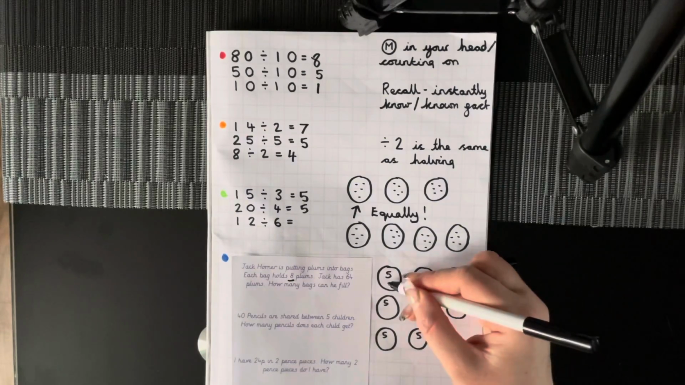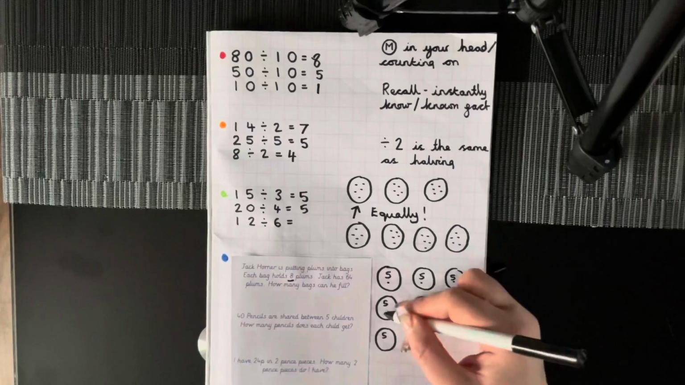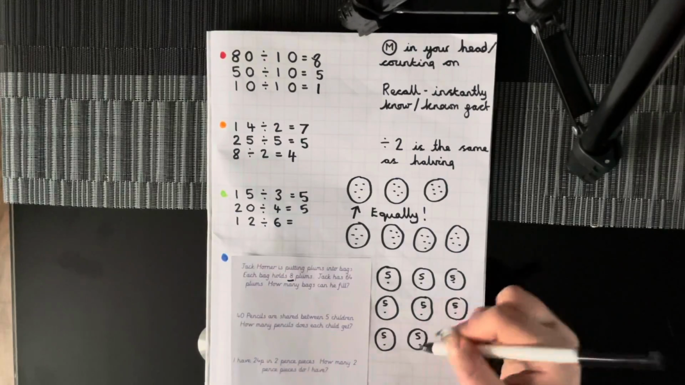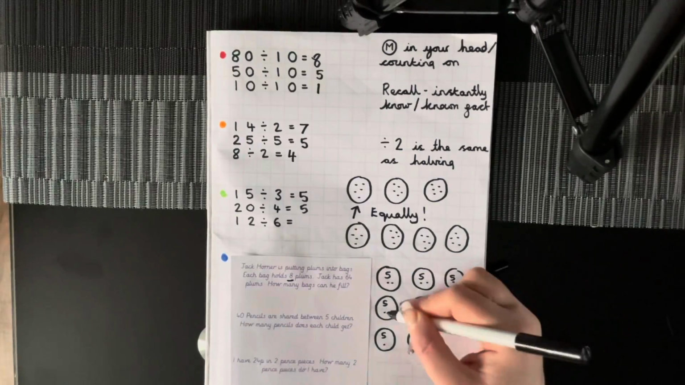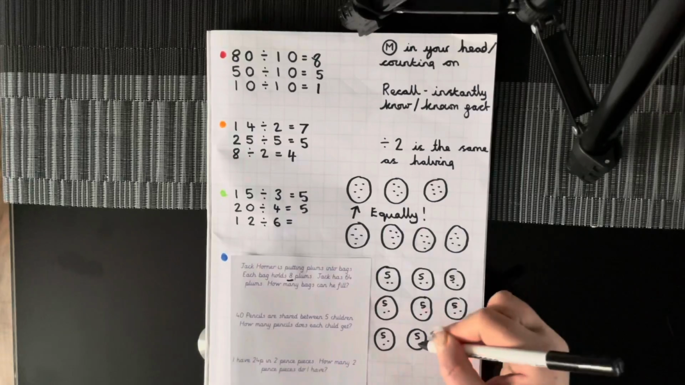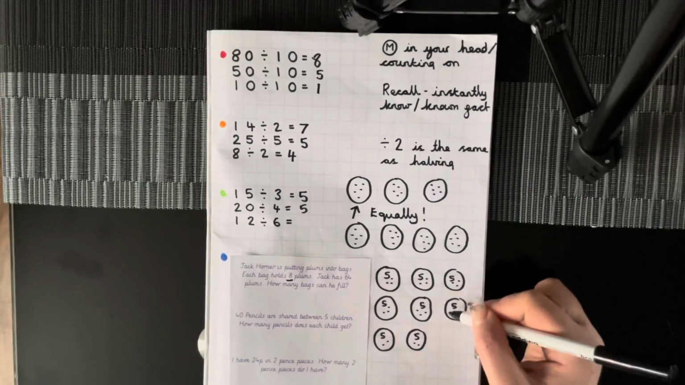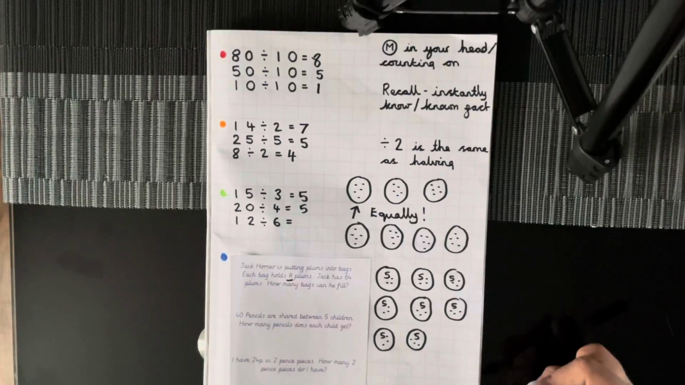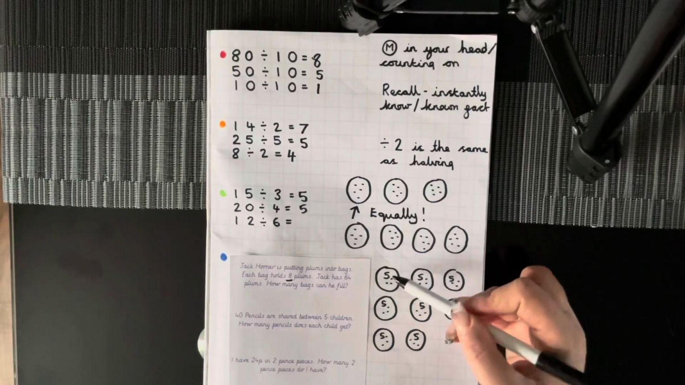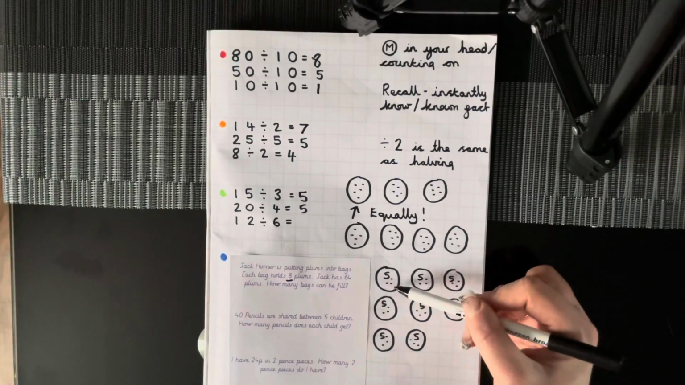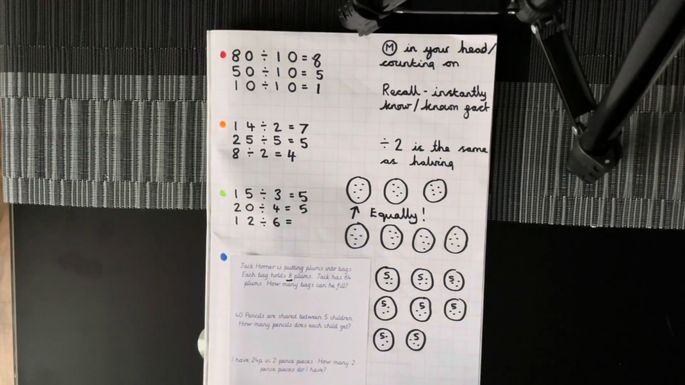So 40, 41, 42, 43, 44, 45, 46, 47, 48, 49, 50, 51, 52, 53, 54, 55, 56, 57, 58, 59, 60, 61, 62, 63, 64. And then what does Miss Vaughan have in one bag? 5, 6, 7, 8. So my answer is 8.